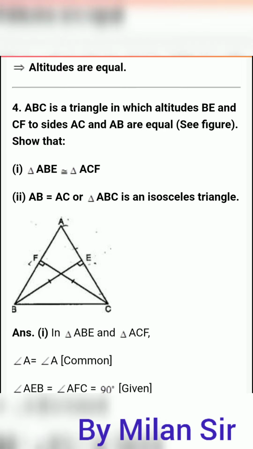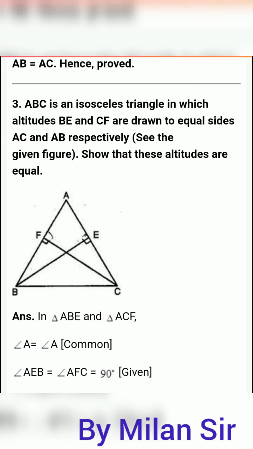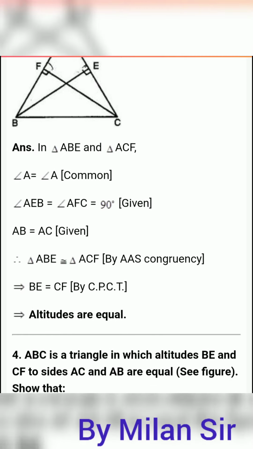Question number 3 and 4 are somewhat similar, but there is a little difference between them. In question 3, ABC is an isosceles triangle, it is given to you, and we need to prove that the altitudes are equal. Here it is given that the altitudes are equal, and you need to prove that ABC is an isosceles triangle.